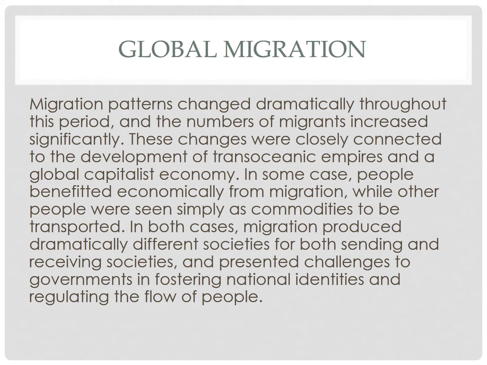So the migration patterns changed dramatically throughout this period. And the numbers of the migrants increased significantly, obviously, because you have these new settler colonies and everything. These changes were closely connected to the development of the transoceanic empires and a global capitalist economy. In some cases, people benefited economically from migration, while other people were seen simply as commodities to be transported. And in both cases, migration produced dramatically different societies for both sending and receiving societies, and they presented challenges to governments in fostering the national identities and regulating the flow of people.